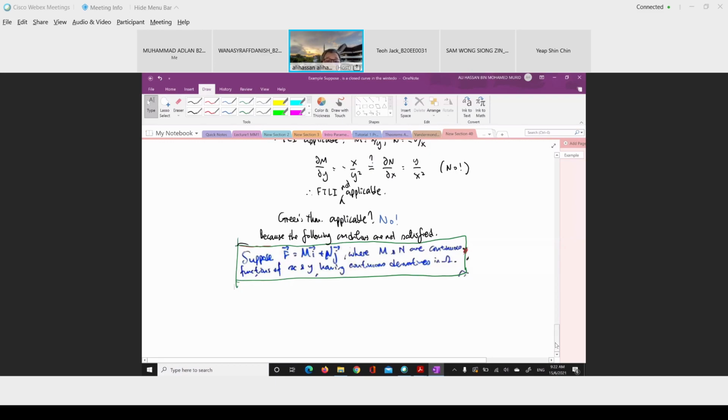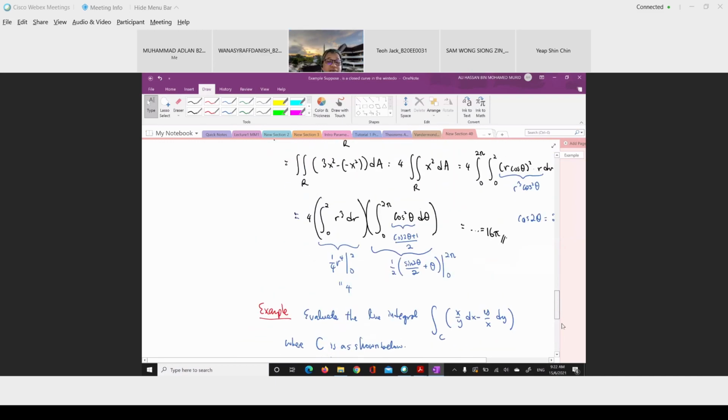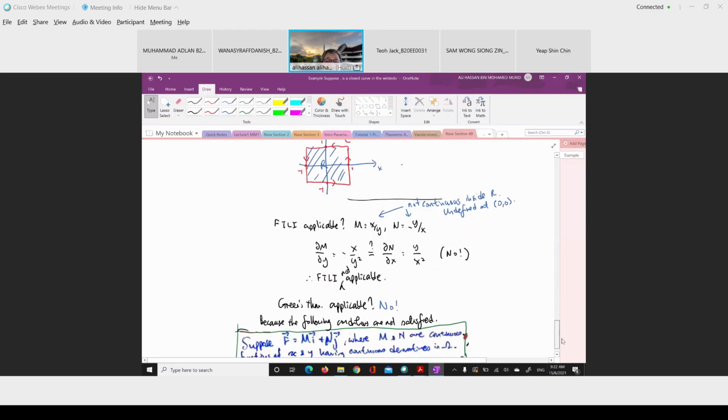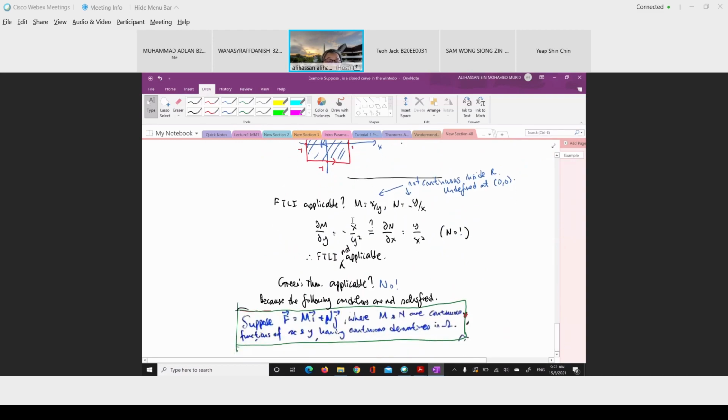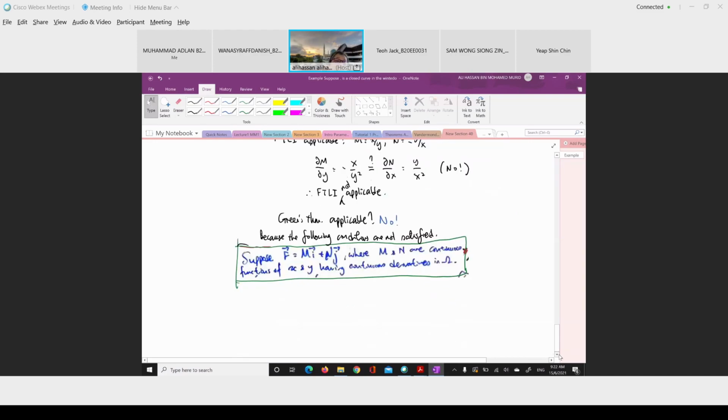It means we have to fall back to the old method. FTLI is not applicable. Green's theorem is also not applicable. So we have to resort to the old method, which is the parametrization method.